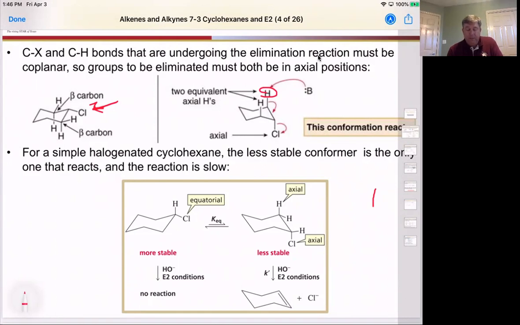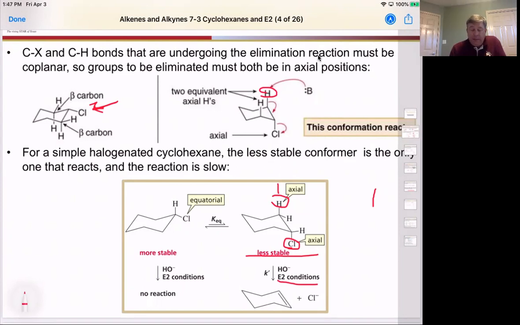So not being in that fully anti position, it's actually going to be less stable for it to eliminate. Okay. So what that means is that in the case of our chloride being in the axial position, it is less stable for it to be in that axial position. However, now that the hydrogen is also in the axial position, that means it's anti to the chloride, which means we can undergo an E2 elimination because the hydrogen and the leaving chloride are anti to each other.